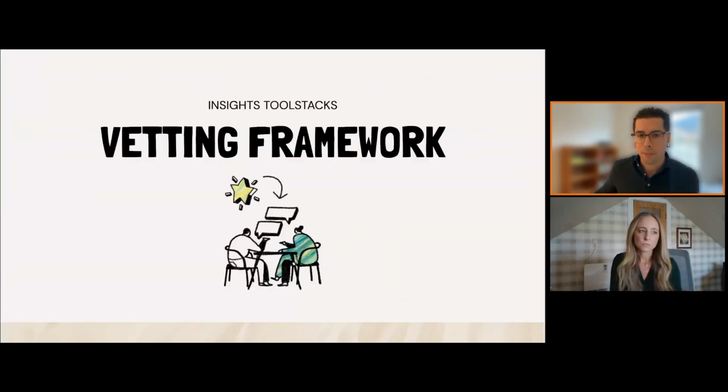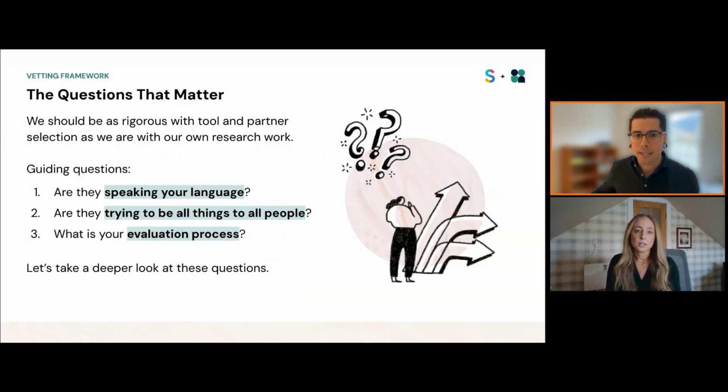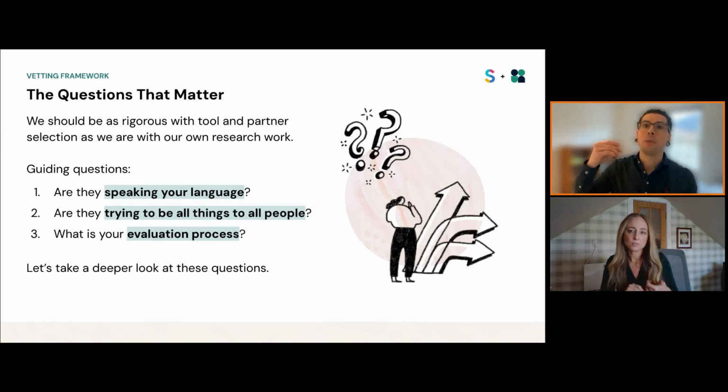So Liz, let's jump into that vetting framework since that's the big takeaway for today. I'm wondering if you could start with some of the things that you experienced when you were meeting with sales development reps, or maybe playing around with the tool itself, around whether the vibes you were getting from the tool felt like they knew their stuff. What did you mean when you shared this questions that matter slide here?